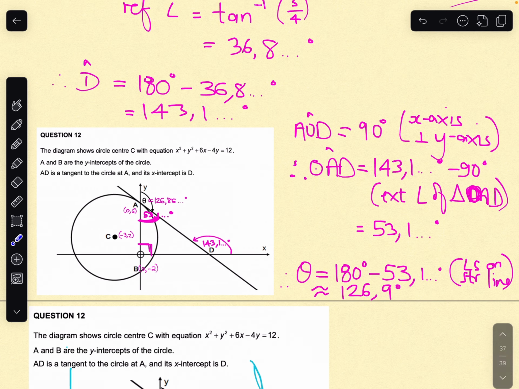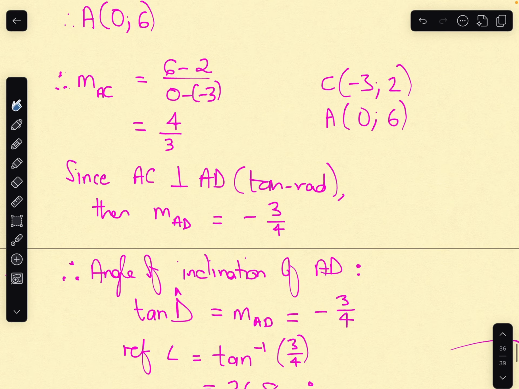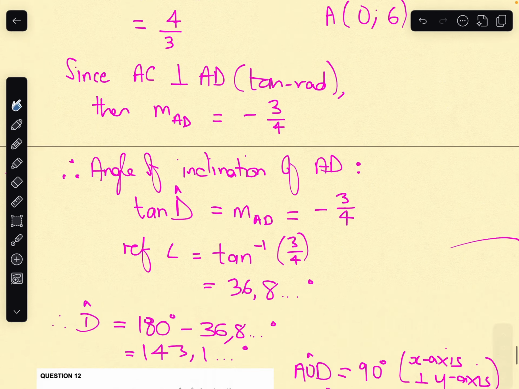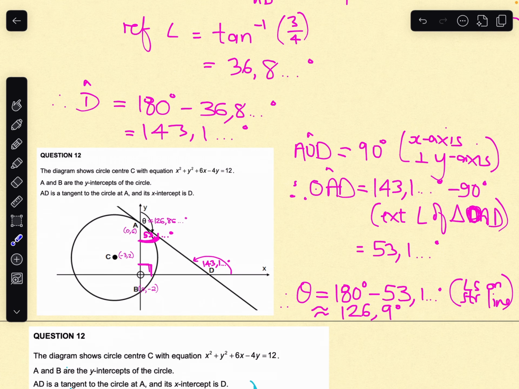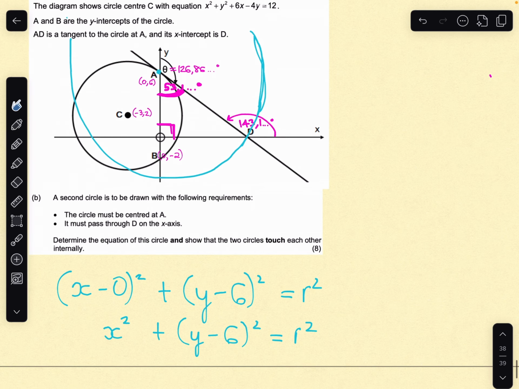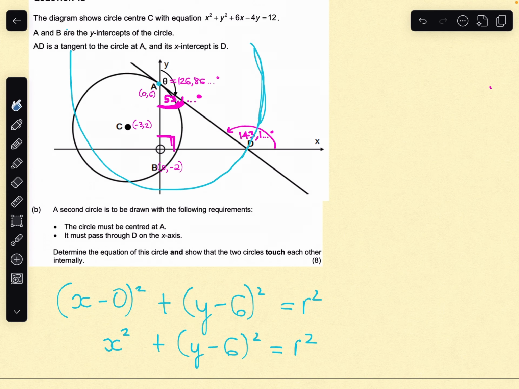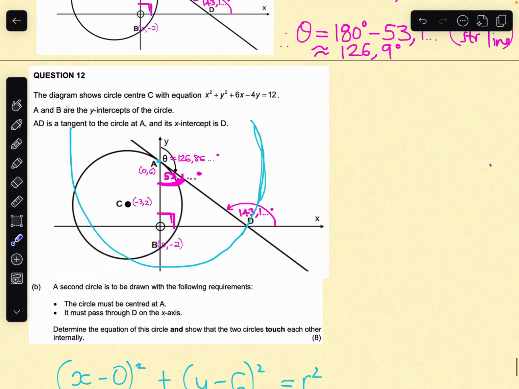Okay, so we do not know the coordinates of D. What we do know is the gradient of AD, which we found to be negative 3 over 4. And we also know that AD crosses the y-axis at the coordinate 0, 6. So we do actually know the equation of AD. We have the gradient, we have the y-intercept. So we can find the equation of AD, then find the coordinates of D, and then figure out the length of AD. So let's do all of that.